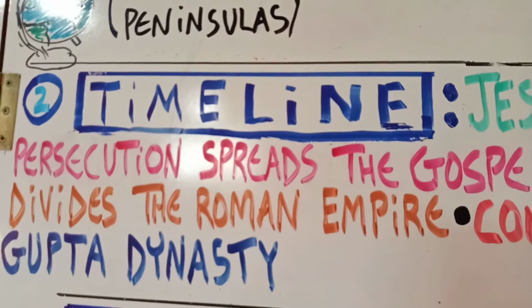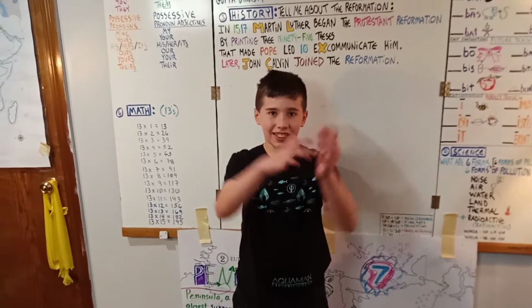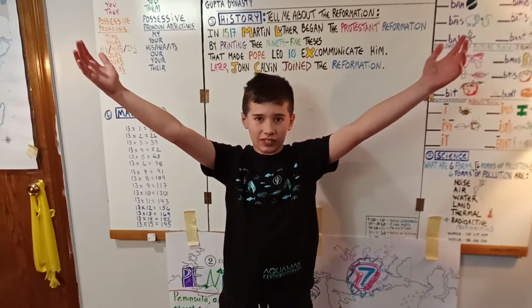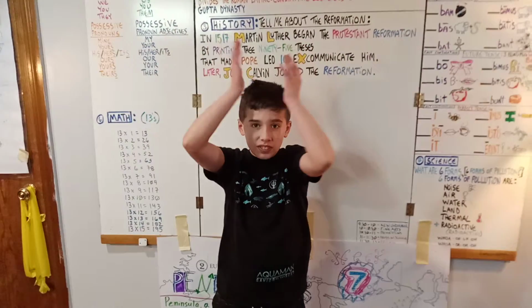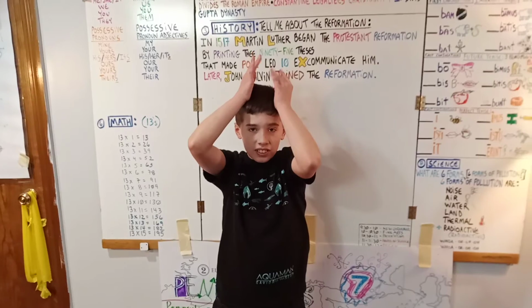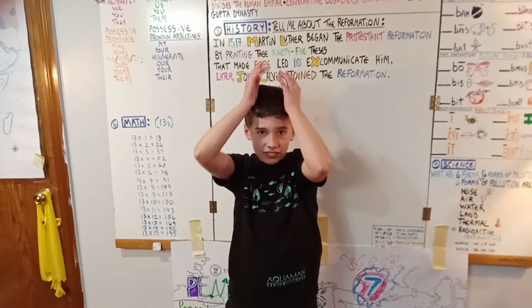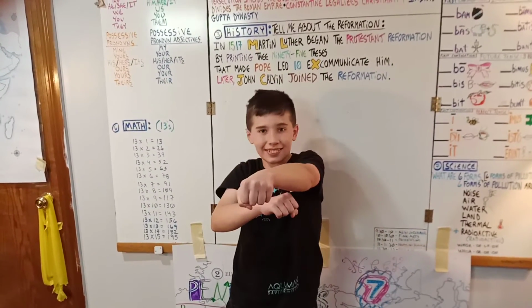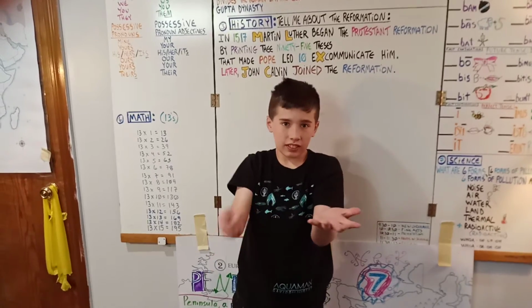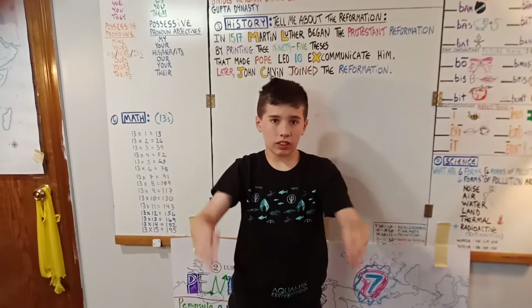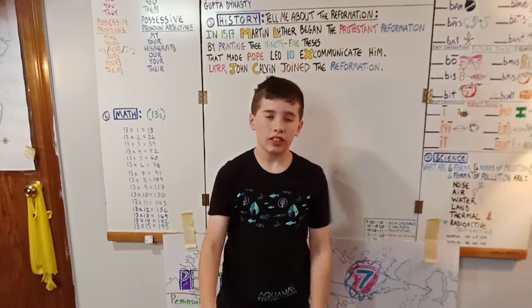Now we're moving on to timeline. We're going to start with Jesus, the Messiah. Then we have Pentecost. We'll have the fire in our heads. And then the early church. Then we're going to do persecution, and that spreads the gospel. And then Herod's temple destroyed by Titus.